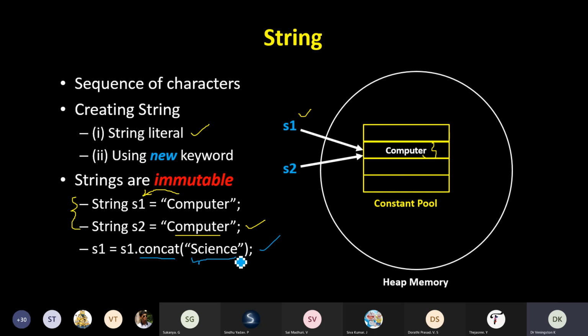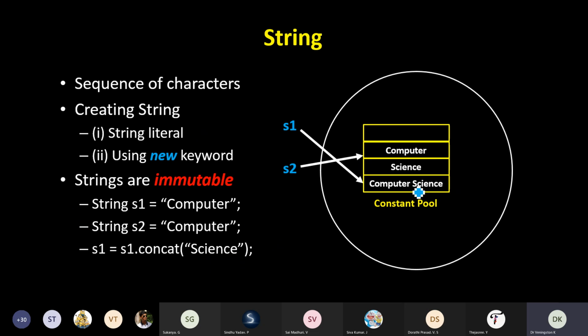Now there is a new string literal used in this line. First the string literal science will be created inside the constant pool. The science literal is not present as of now inside this constant pool, so it is now created there. Why is it created? Because it assumes that in future someone might use this string science. And moreover, the string science is not already present. That's why it has created it.